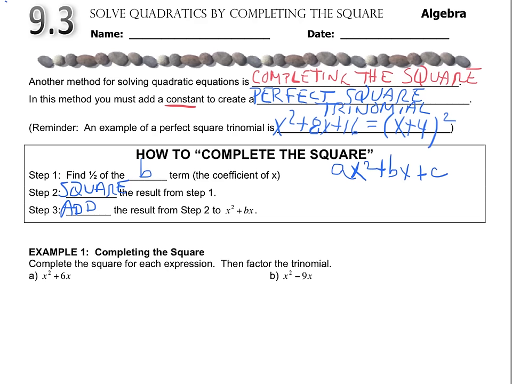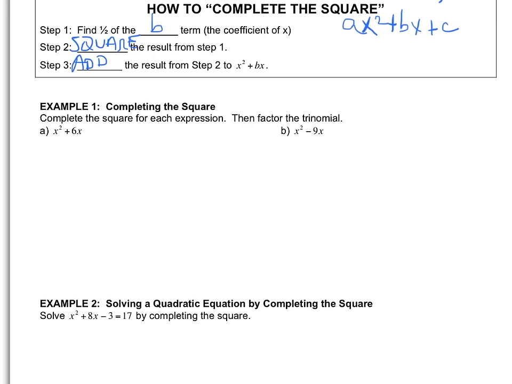It doesn't really make a whole lot of sense right now until we can see it in some context, so let's look at example 1. Example 1 is asking us to complete the square for each expression, then to factor the trinomial. We'll notice x squared plus 6x is not even a trinomial yet. What we're going to do is learn what to add to it to make it a perfect square trinomial.